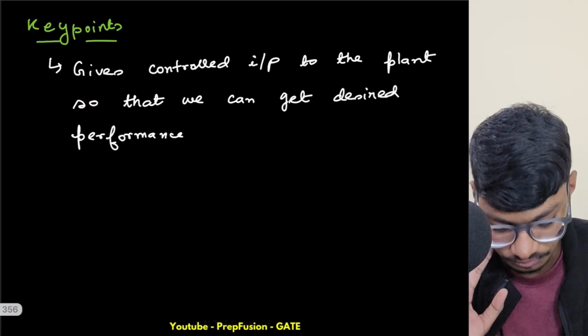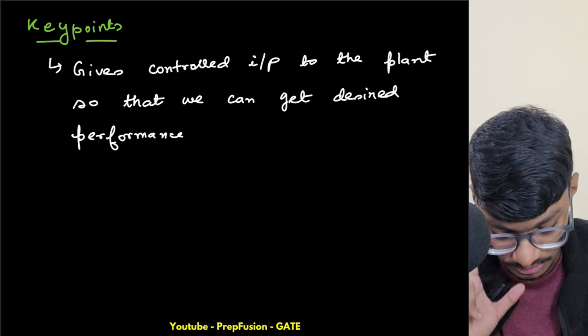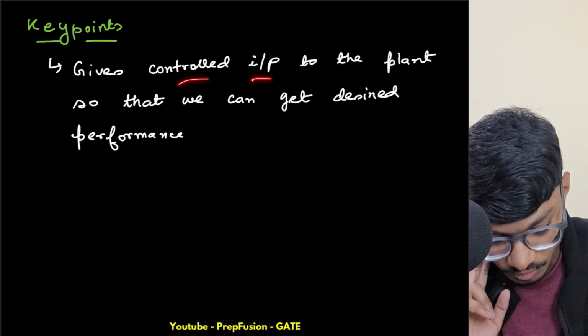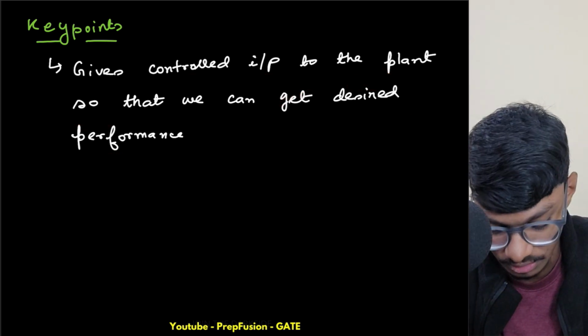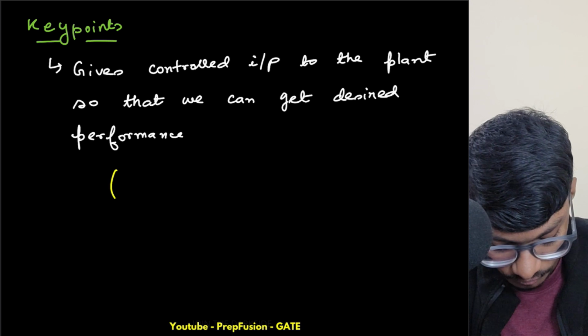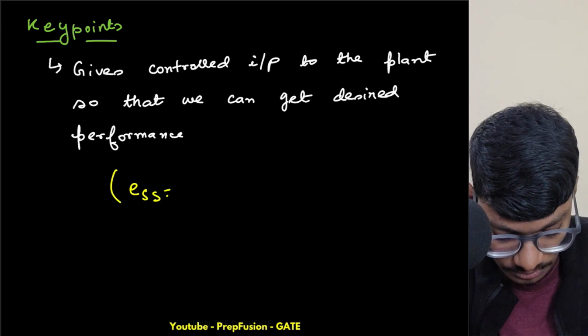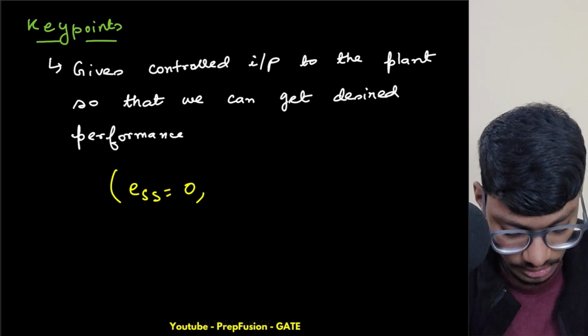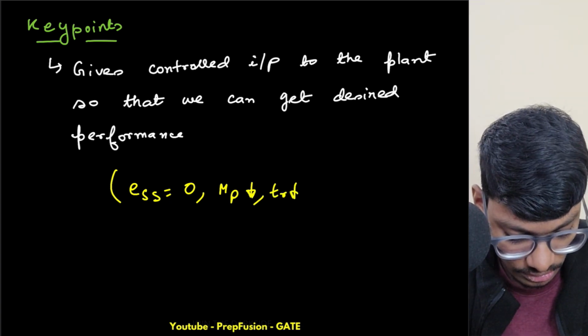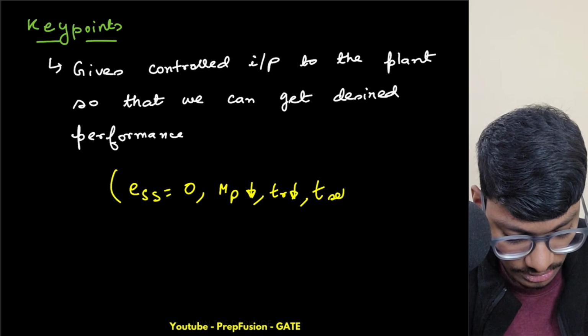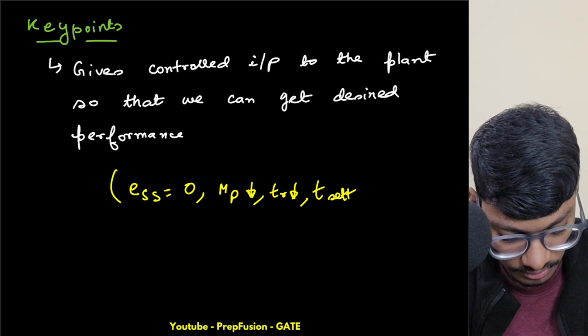Okay, so here I've written a key point. It gives controlled input to the plant so that we can get the desired performance. Whatever control input we want, it can help us make the steady state error 0. It can help us reduce the peak overshoot, the rise time, and the settling time.